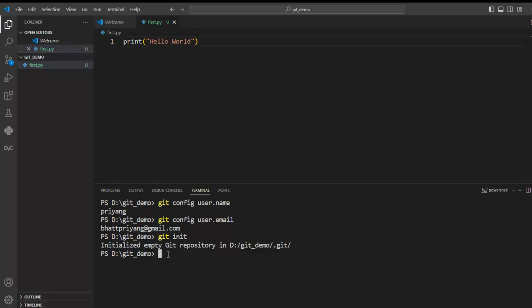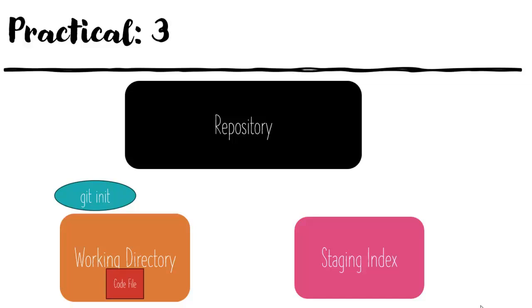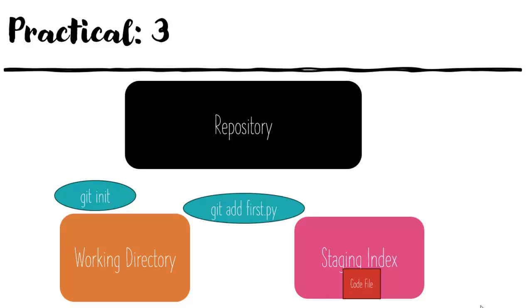So first we move our file to the staging area, also known as the staging index, right? We have completed this particular step, git init. Now we want to move our code file, first.py, to the staging area. For that we have to use this particular command, git add file name. This command will move our code file to the staging index or staging area. Let's revise what is the staging index or staging area. Please remember, the staging index or staging area in Git is an intermediate area where you prepare changes before committing them to the repository. Hope all of you are clear with this.